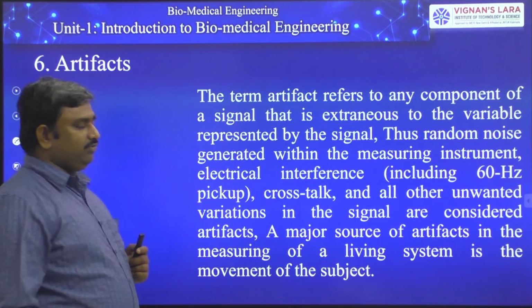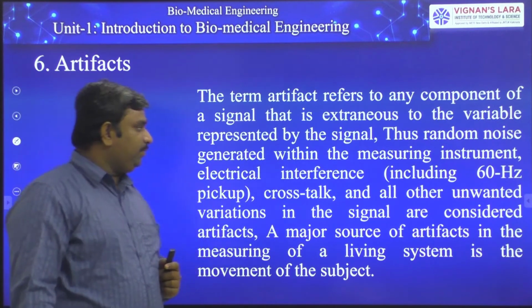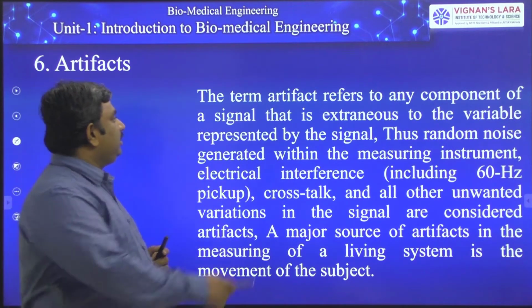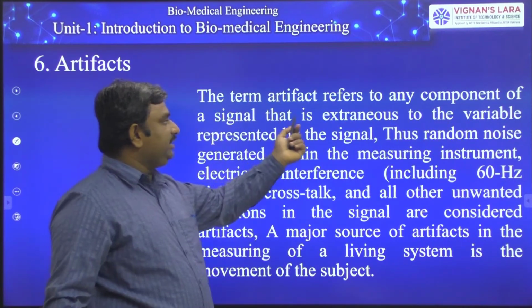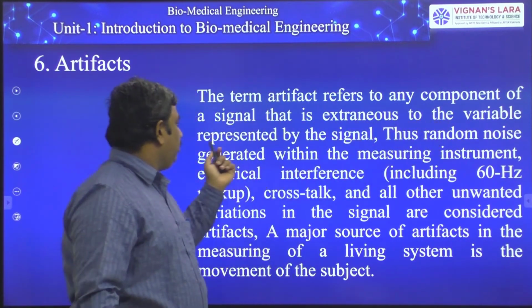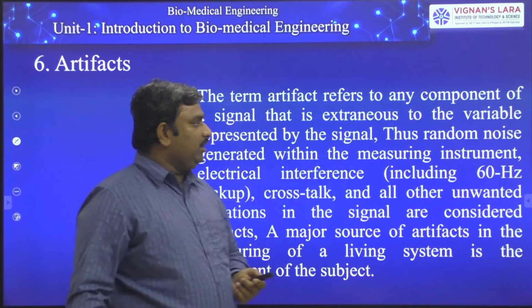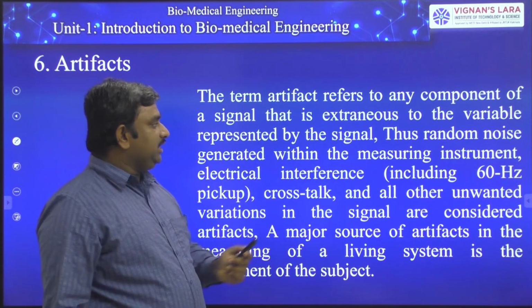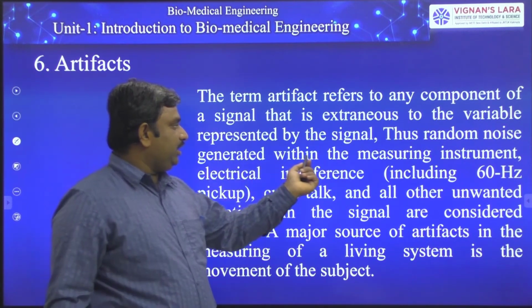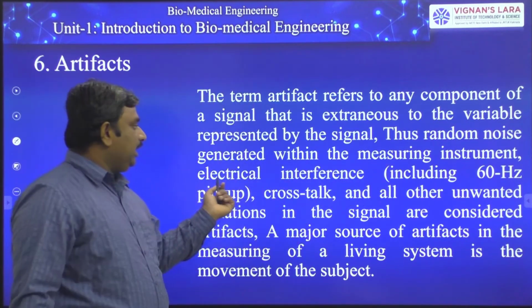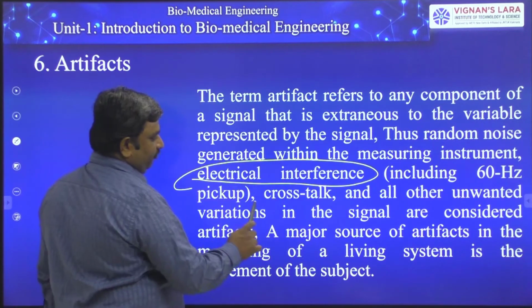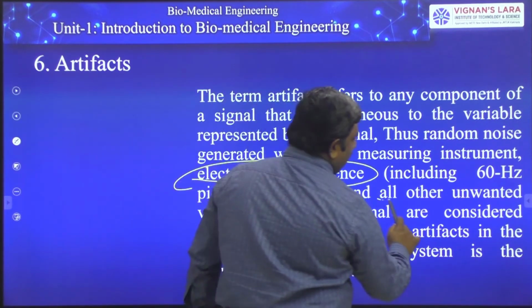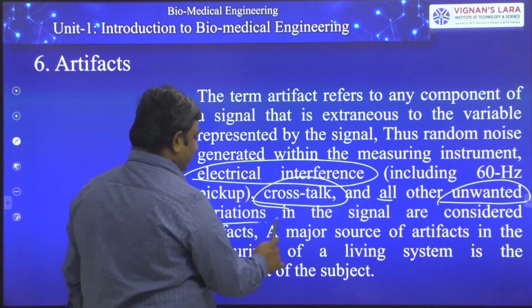Next, seventh one, artifacts. This is very important, and this is my favorite one. The term artifacts refers to any component of a signal that is extraneous to the variable represented by the signal. This is the definition of artifacts. Thus, random noise generated within the measuring instrument, electrical interference, crosstalk, and all other unwanted variations are very important.